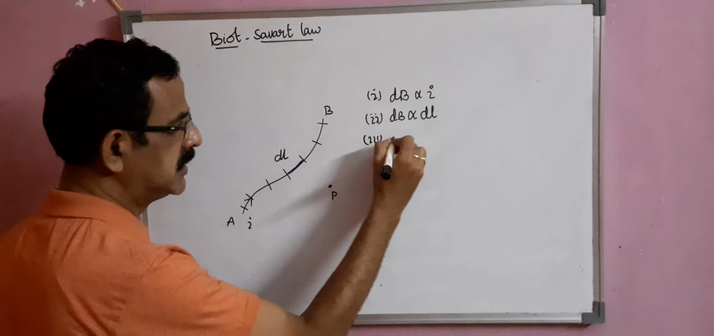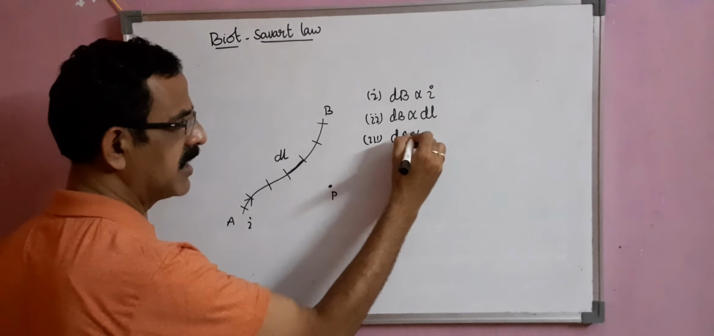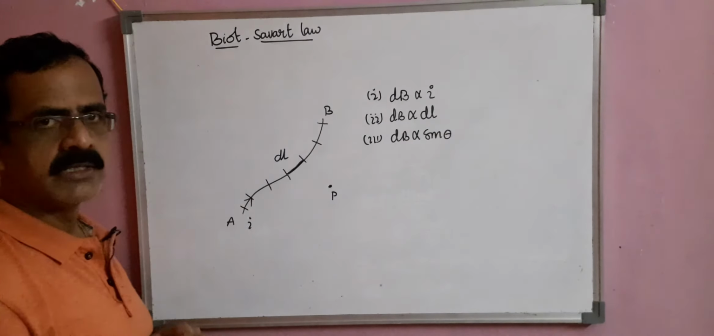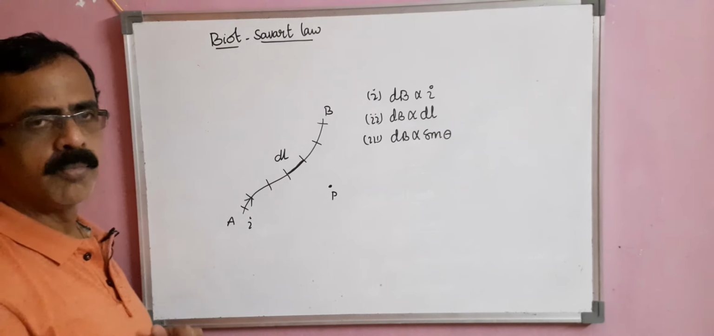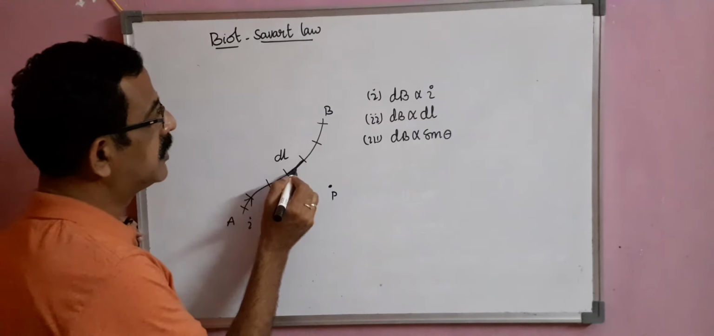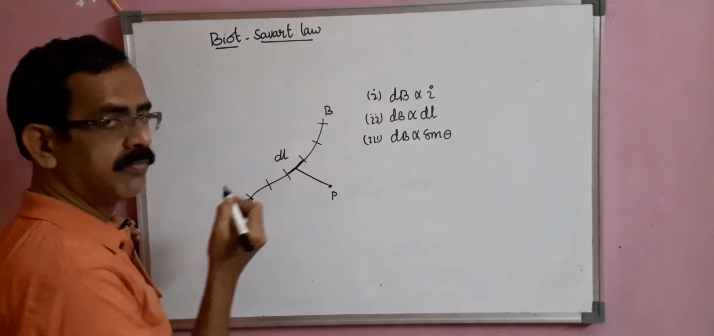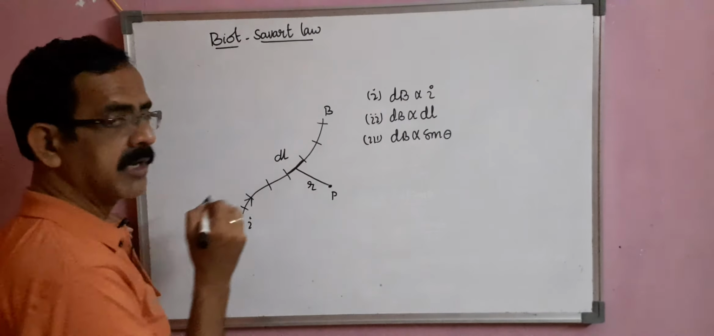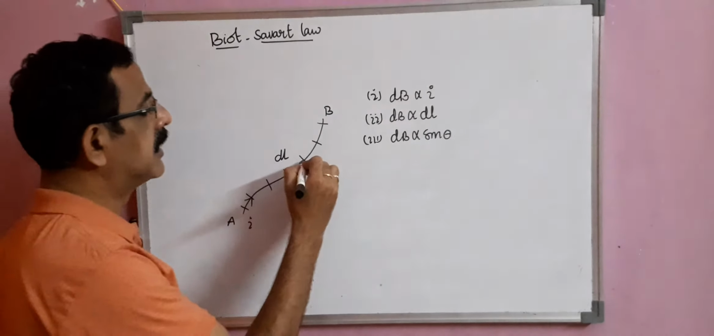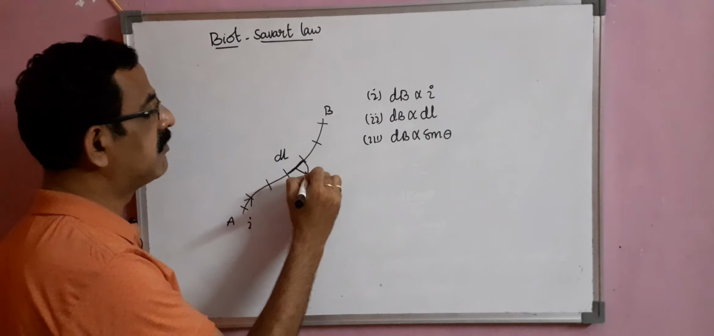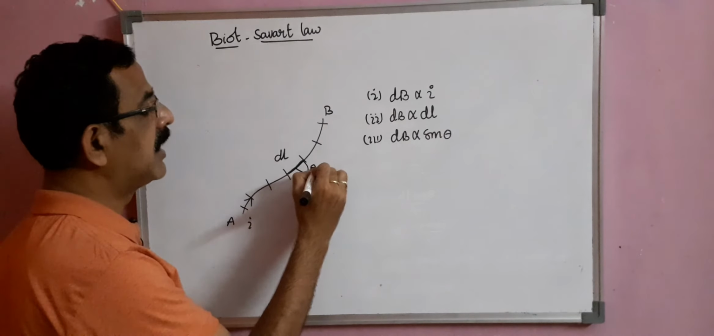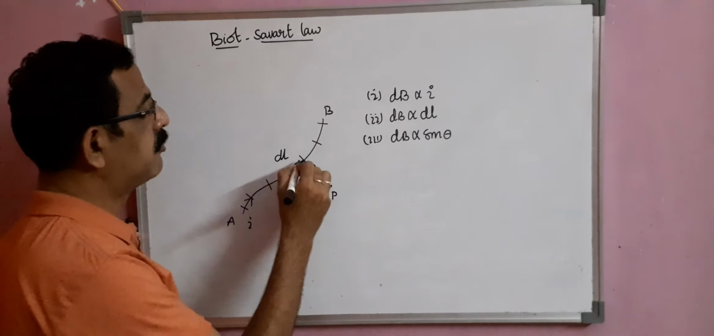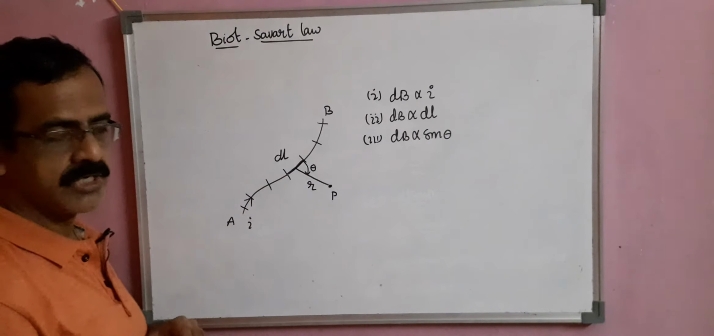Third one is the magnetic field is directly proportional to the sine of the angle between the element and the point P. For this purpose, join these two. And the distance between the two is nothing but r. And theta is the angle between the element and the line joining the element and the point. Now this angle should be considered in a clockwise direction.